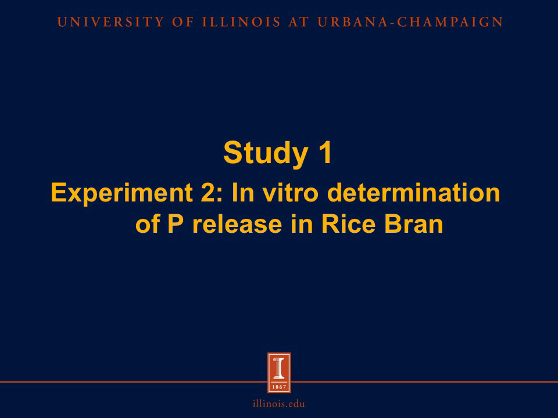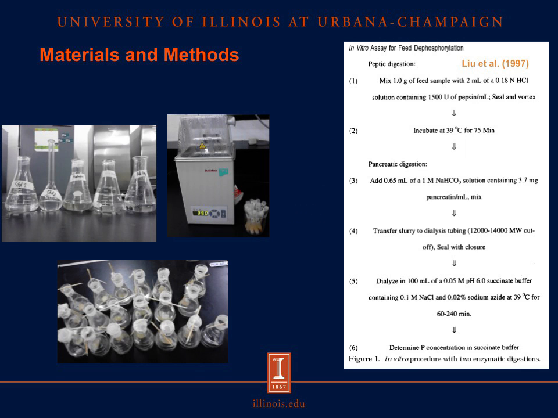Let us now move on to the second experiment in Study 1, which is in vitro determination of phosphorus release in rice bran. The in vitro procedure developed by Liu and his colleagues in 1997 was used to estimate phosphorus release of diets used in experiment 1. The procedure is composed of 2 enzymatic digestion, namely peptic digestion and pancreatic digestion, which basically simulates the environment in the stomach and small intestine of swine, wherein microbial dephosphorylation and mineral absorption occur.